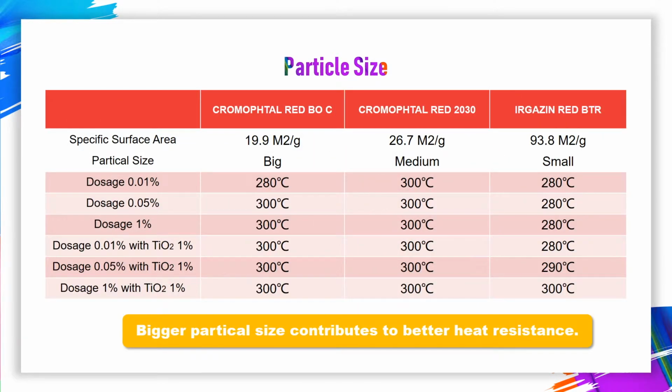The relationship of particle size and heat resistance of pigment red 254 is shown in the figure below. We can easily find out that bigger particle size contributes to better heat resistance, but the cost is color strength.